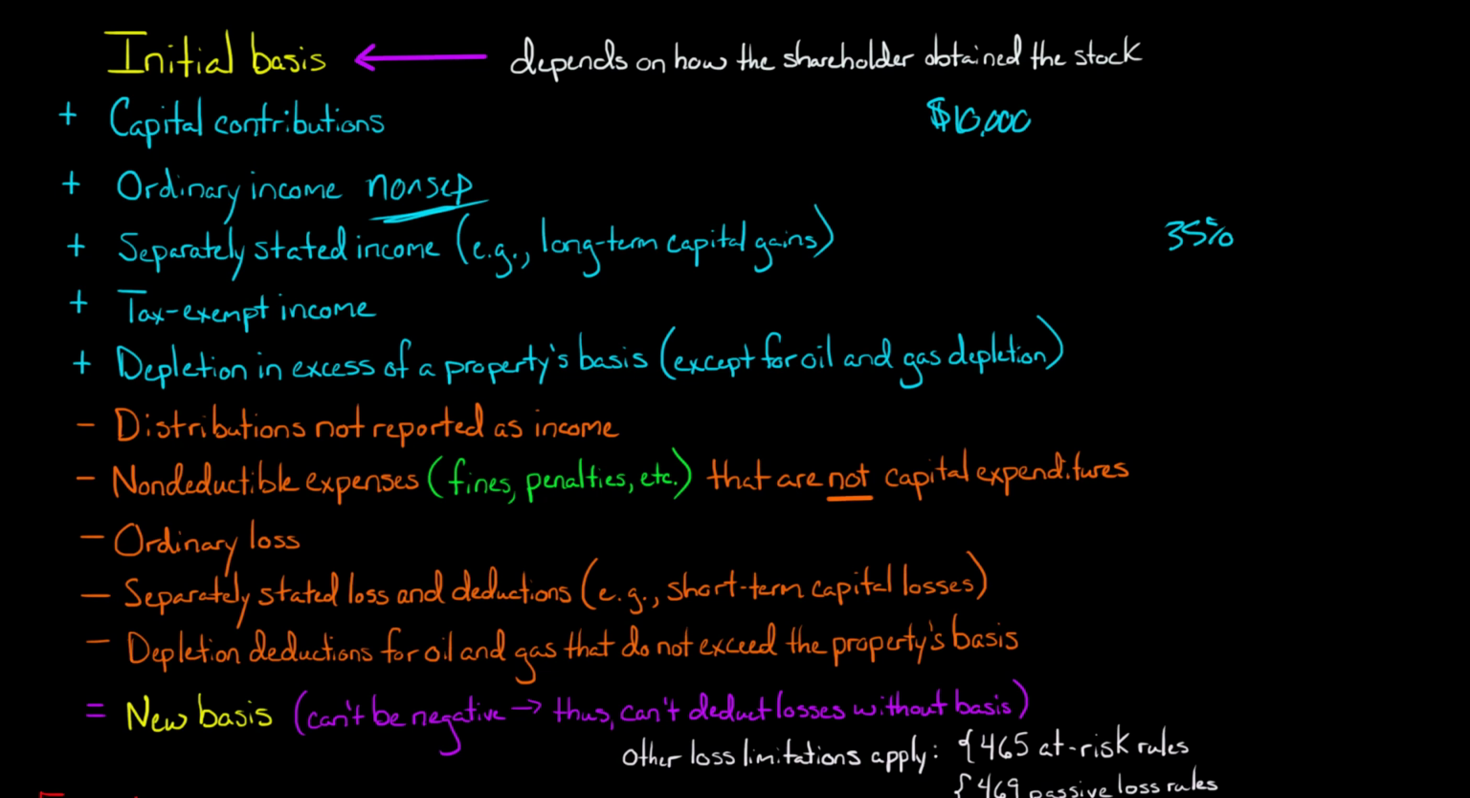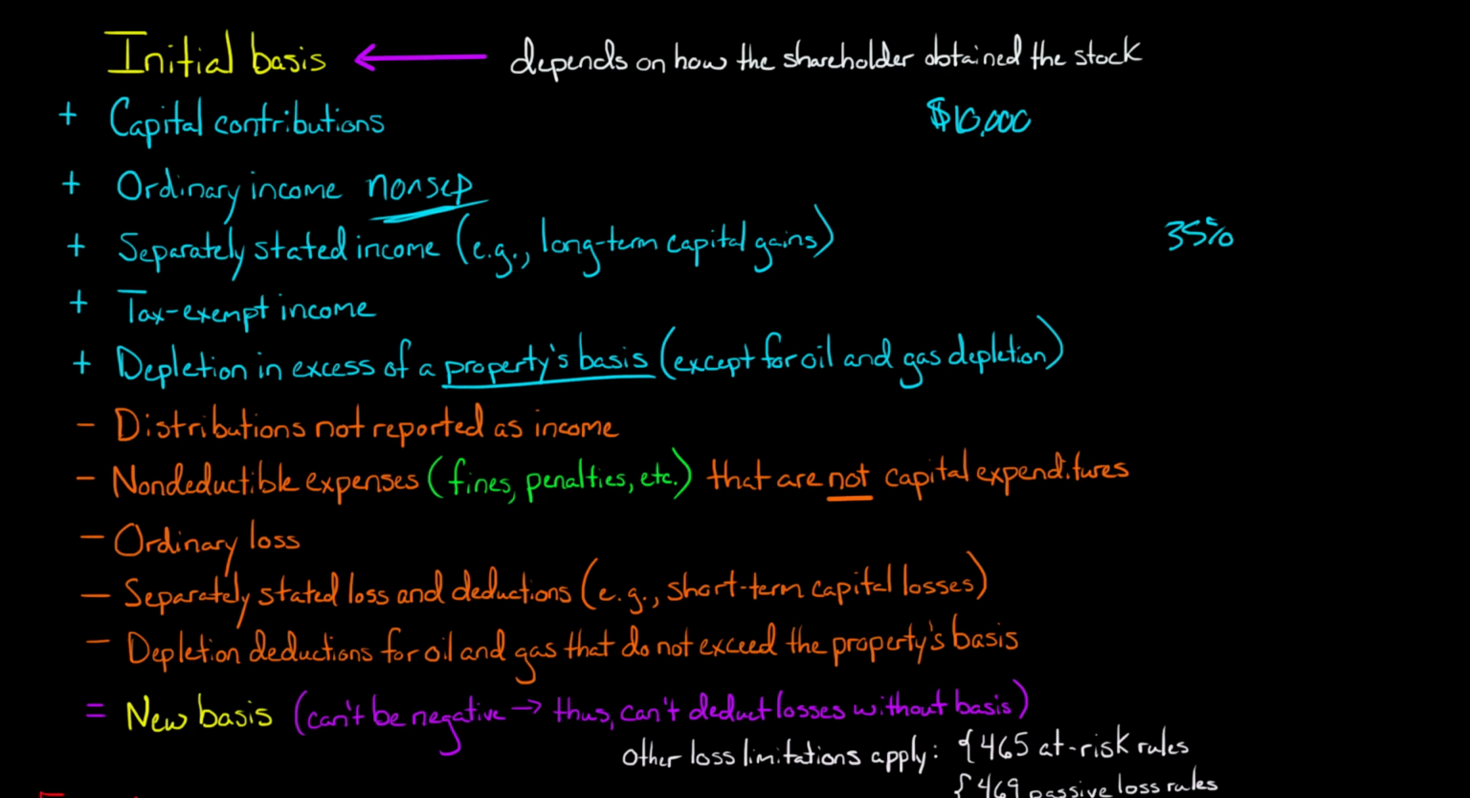Now, any depletion, okay, this has to do with natural resources, so a lot of companies, this won't apply to them, but any depletion in excess of a property's basis, except, so we're not talking about depletion for oil and gas, okay, so non-oil and gas depletion in excess of a property's basis, that will be added to the initial basis in determining the new basis for the shareholder.